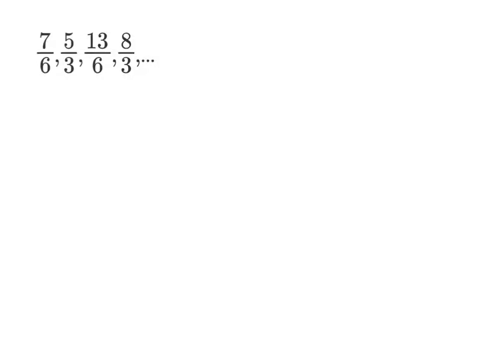Determine the common difference, the fifth term and the nth term, and the 100th term of the arithmetic sequence. All right, so we need to find a common difference. So I'm going to subtract any of these from another one of these. So I go 8/3. I'm going to subtract the last two terms. So 8/3 minus 13/6.